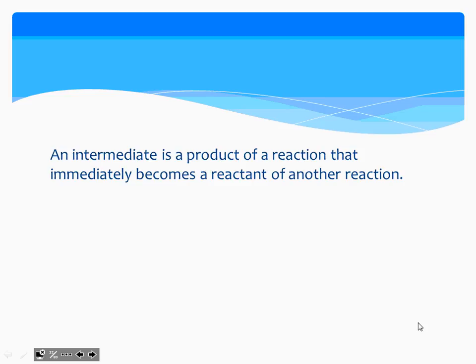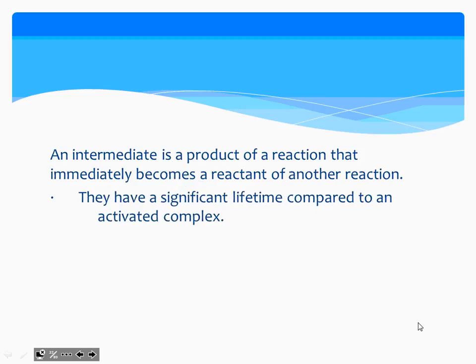Now, we talked about these intermediates. Let's get a definition. An intermediate is a product of a reaction that immediately becomes a reactant of another reaction. Now, some details about an intermediate: they have a significant lifetime compared to an activated complex.